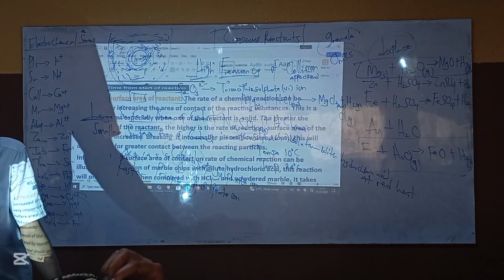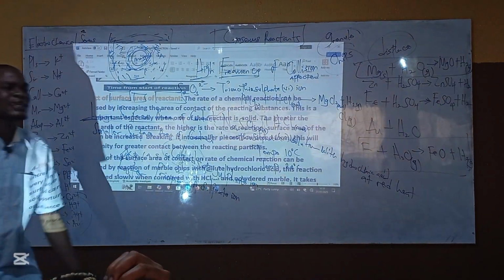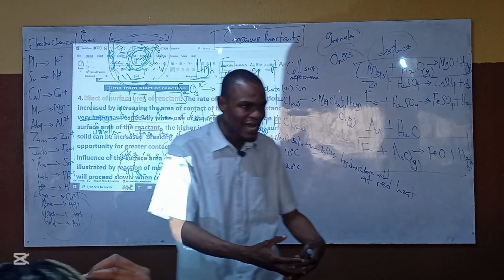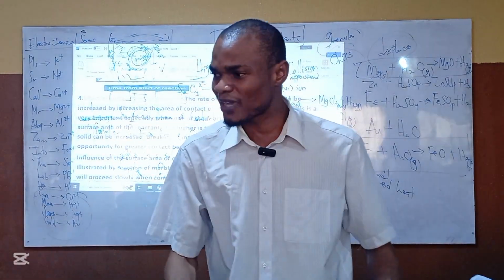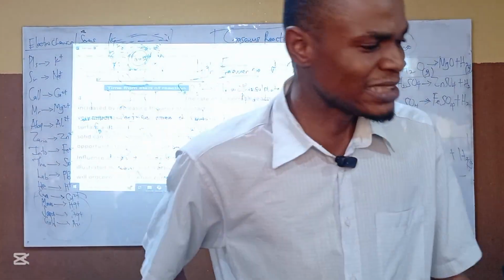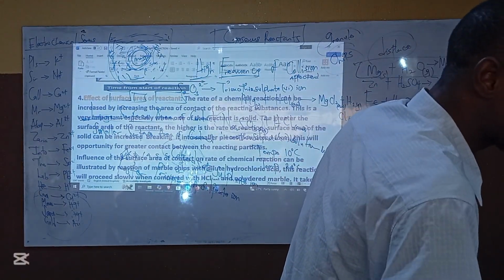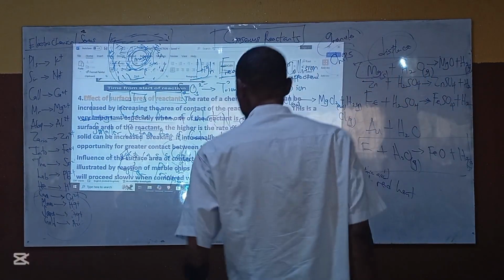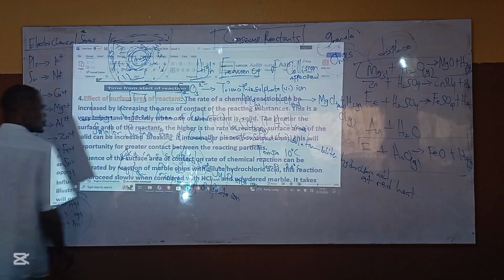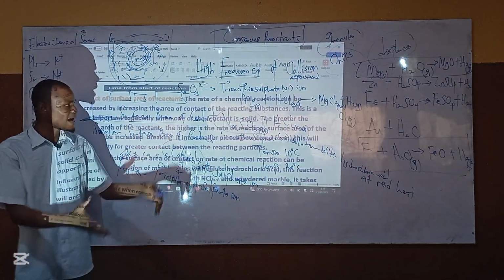A large surface area of contact, right? So the larger the surface area of contact of your reactant, the faster the rate of chemical reaction. The smaller the surface area of contact, the slower the rate of chemical reaction. I get you now. So they now give us examples.